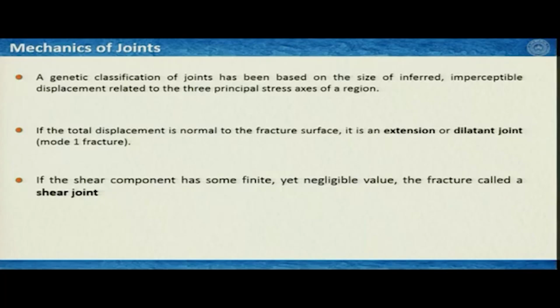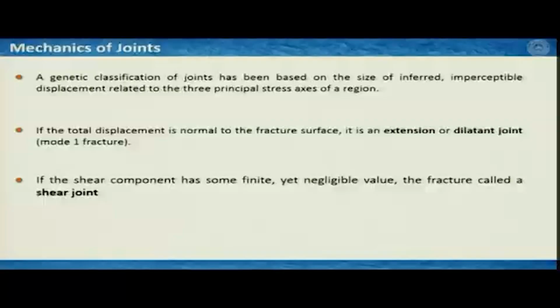Now, the mechanics of the joints are also very important. So, we mostly talked about it, and we know that most of the joints are generally mode 1 fractures, so extensional or dilational, but there are deviations. So, a generic classification of joints has been based on the size of inferred imperceptible displacement related to the 3 principal stress axes of a region.